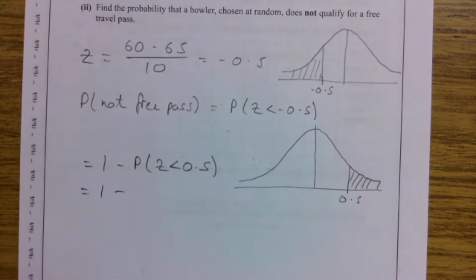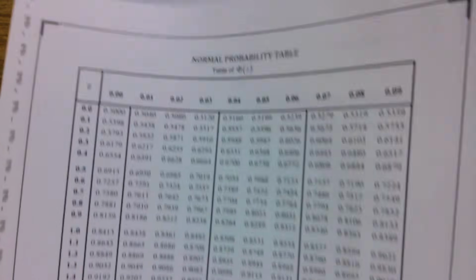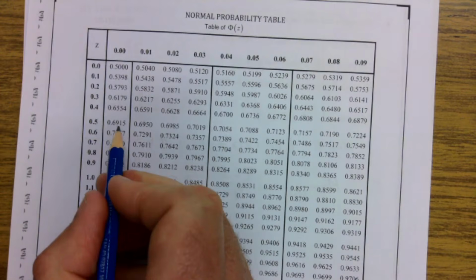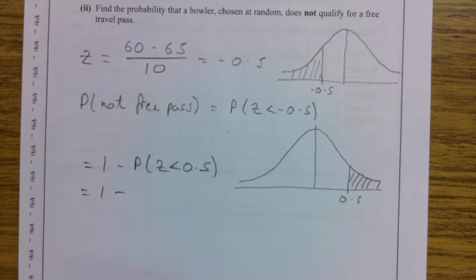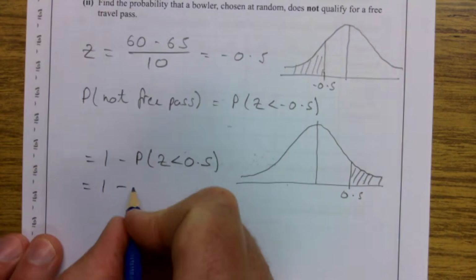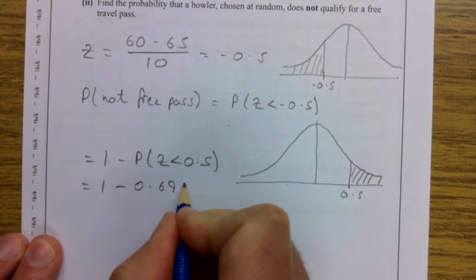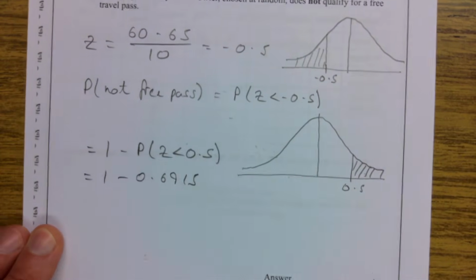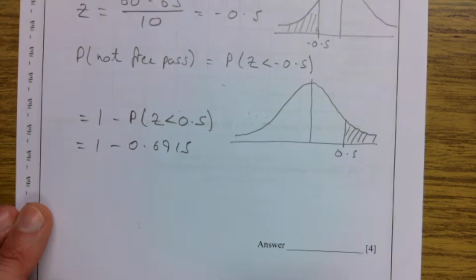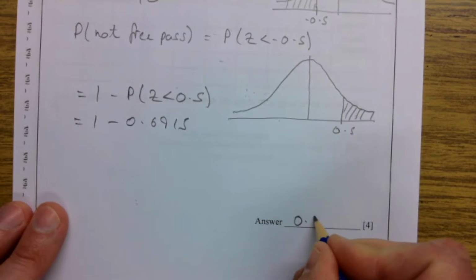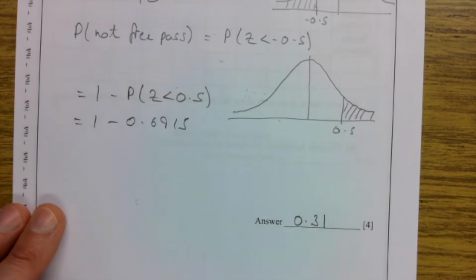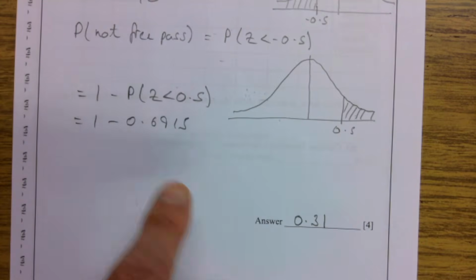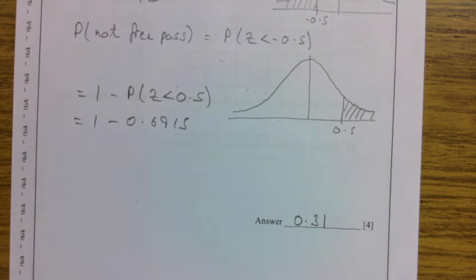So we can get our table, wherever it has managed to go. 0.6915. So 1 minus 0.6915, and my answer then we're just getting this one through 2 decimal places unless you're asked for otherwise. Sometimes you're asked for 4 decimal places because they give it to you in the table, but that's where our answer then is going to be 0.31.